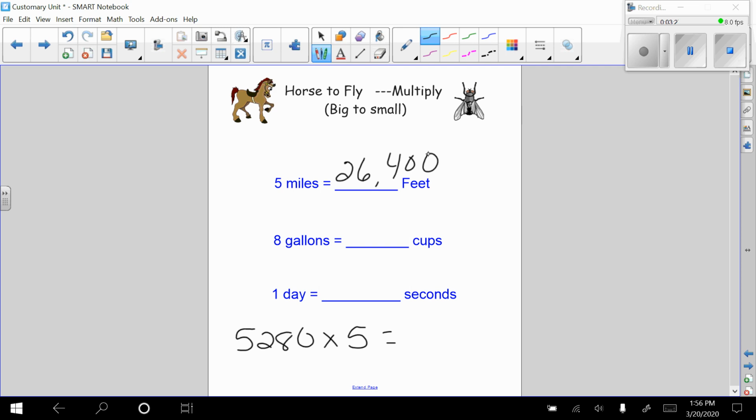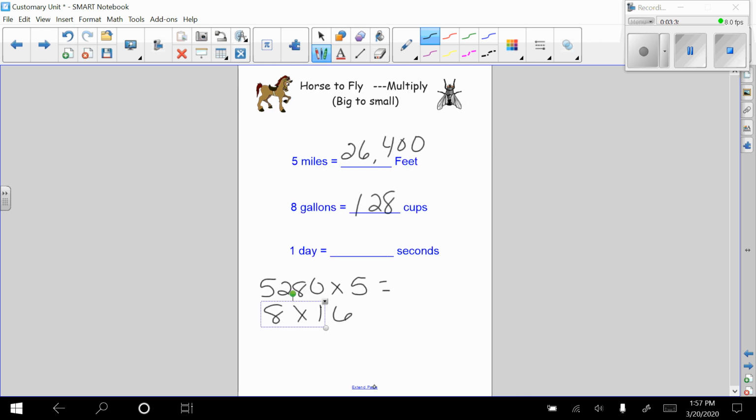8 gallons is how many cups? Well, how many cups are in 1 gallon? There's 16 of them. So I'm going to take my 8 times 16 to find out that I'm going to have 128 cups. Now the next one's a little tricky.